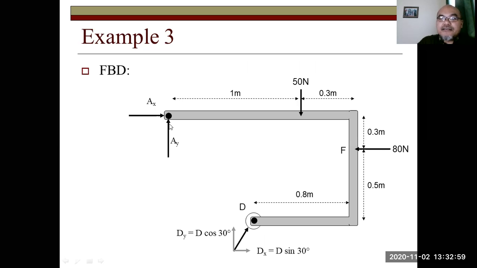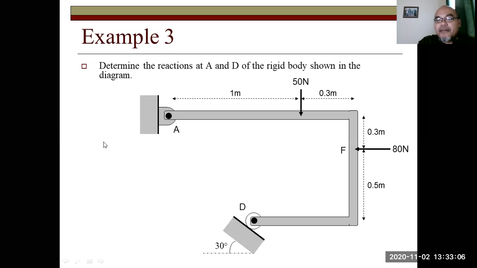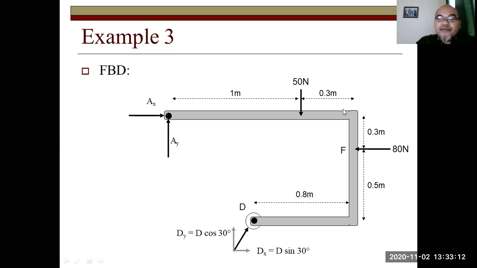So here we have AX and AY. There is a force from the left, 80 Newton. Then from up is 50 Newton at this point. Here there is a single reaction force actually, perpendicular to the surface. However, we can resolve this into two components.